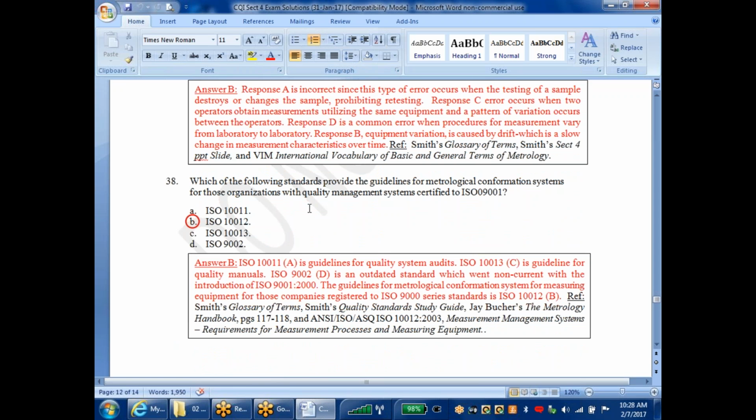38, which of the following standards provides the guidelines for metrological confirmation systems for those organizations with quality management systems certified to ISO 9001? You would find that in the glossary. Just go look for ISO 10012, and you would find that answer.